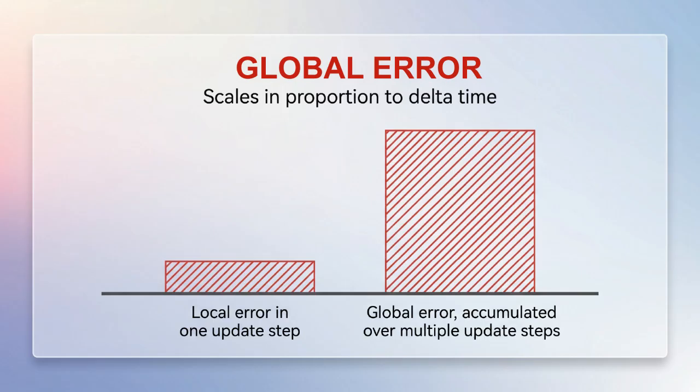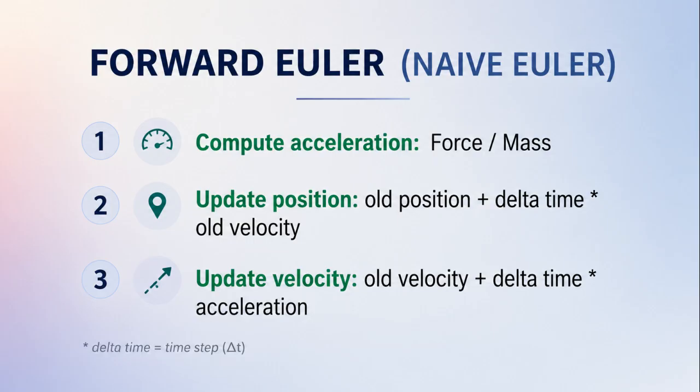Since local error is the curvature we did not compute within an update step, global error is the accumulation of these unmodeled curvatures over the course of the simulation. For a first-order method such as forward Euler, the local truncation error scales with delta time squared, because that is the first missing Taylor series term. However, because the number of steps required to simulate a fixed interval of time increases as delta time decreases, the accumulated global error scales approximately with just delta time.